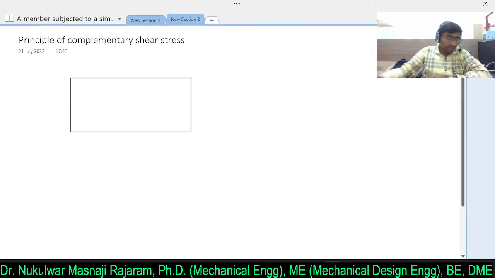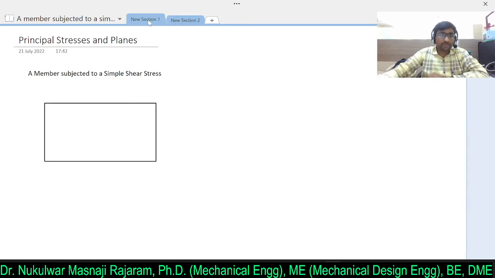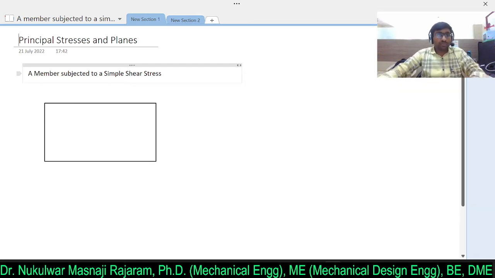Hello everyone. Today we will see again principal stresses and planes. In previous lectures we already learned about a member subjected to tensile force, and a member subjected to direct stresses in two mutually perpendicular planes. So today's topic of discussion is a member subjected to a simple shear stress. When the shear stress acts on a body, then we will find the principal stresses and principal plane.